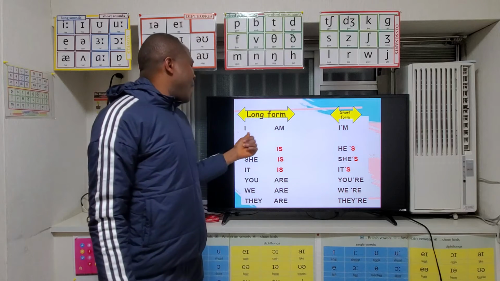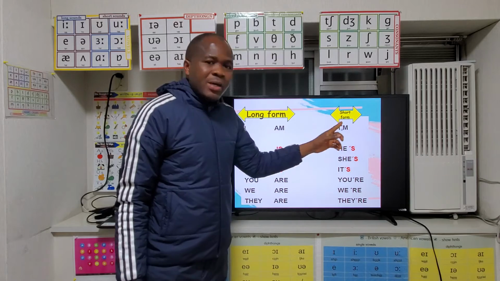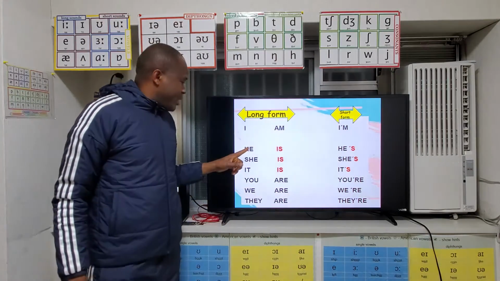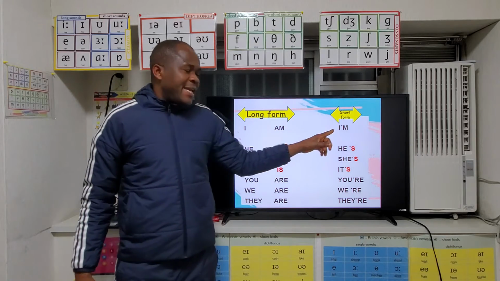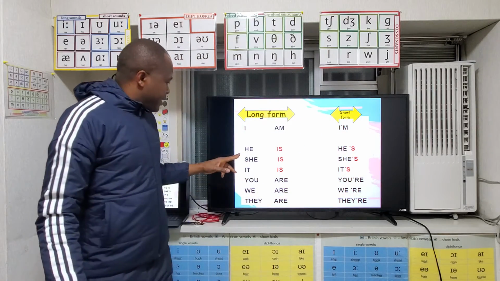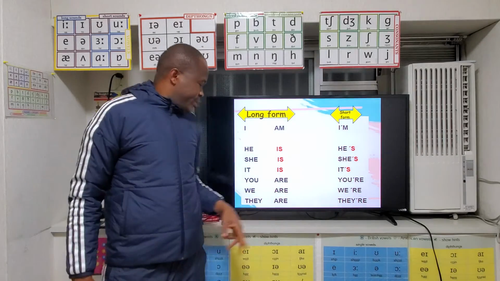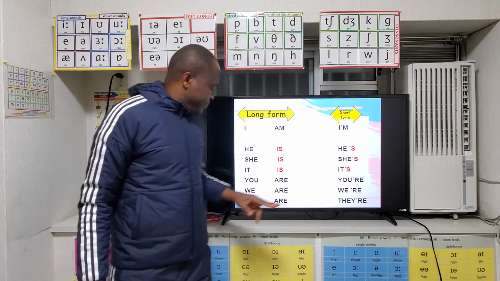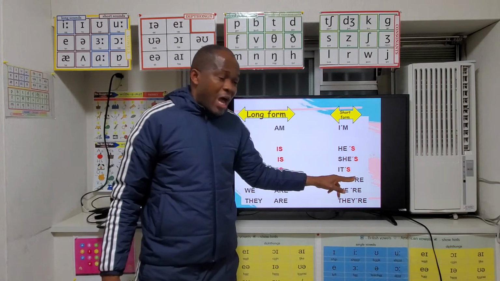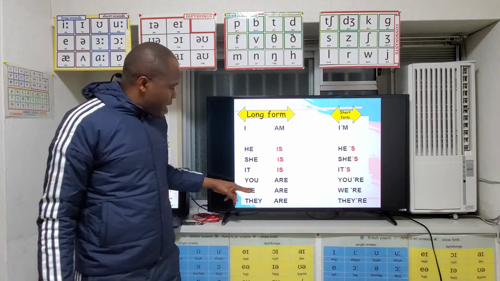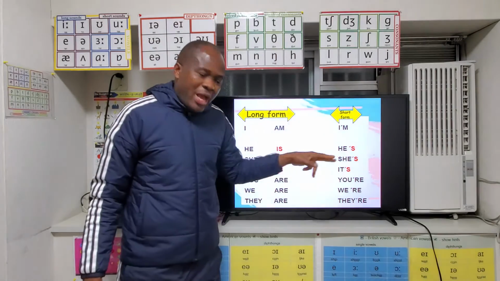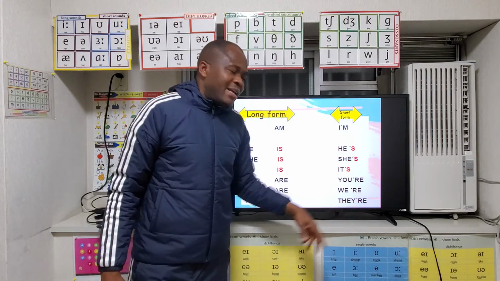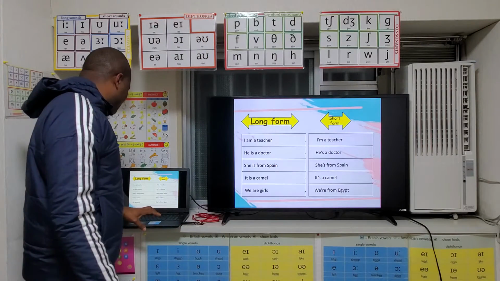So we have some examples. Long form: I am becomes I'm. He is becomes he's. She is becomes she's. It is becomes it's. You are becomes you're. We are becomes we're. And the last one, they are becomes they're. Okay, let's move on.